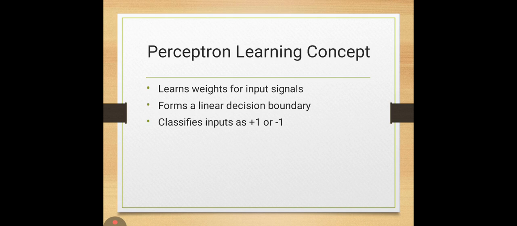So next we are going to discuss the perceptron learning concept. The learning concept of a perceptron is very simple. The perceptron learns appropriate weights for the input signal. It forms a linear decision boundary and classifies the input into two classes, usually +1 or -1. The goal is to adjust the weights so that the correct classification is achieved.